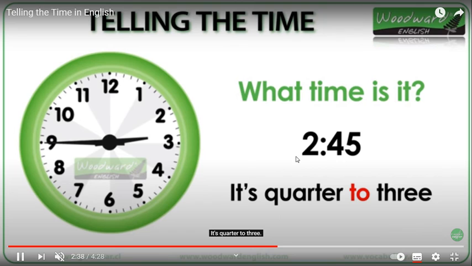See here, it is coming 2:45. I told you this area is coming to. So it is 2:45, which means 15 minutes are remaining to complete 3 o'clock. So the time is 2:45, or quarter to 3.